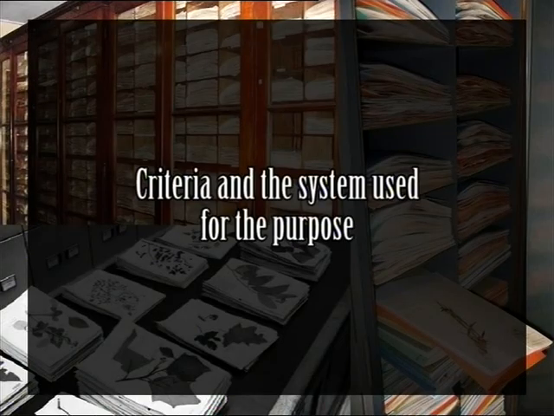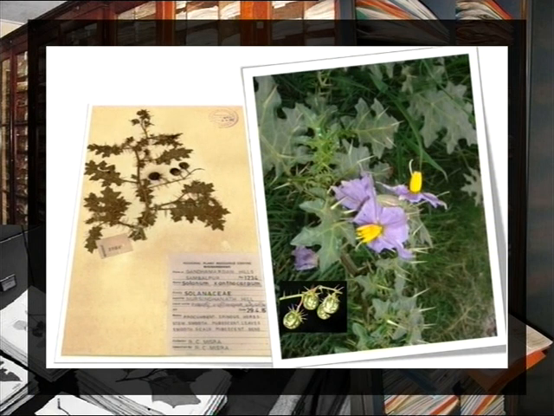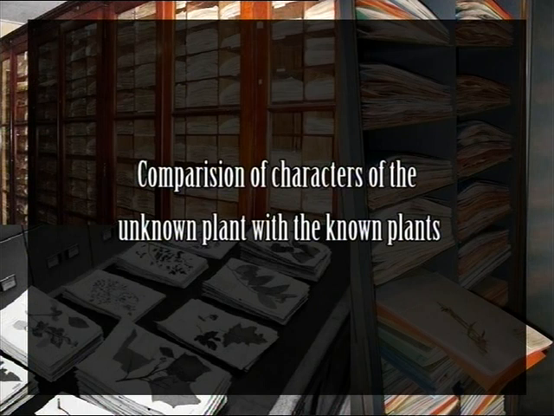The process of plant identification, whether scientific or traditional, has been an age-old activity of human beings and depends upon the criteria and the system used for the purpose. It is a process to determine the similarity or differences between two organisms. That is, two organisms may be the same or they may be different. It implies the comparison of certain characteristics of the unknown plant with the known plants, or simply the process of matching specimens to a known taxon and determining its correct name.